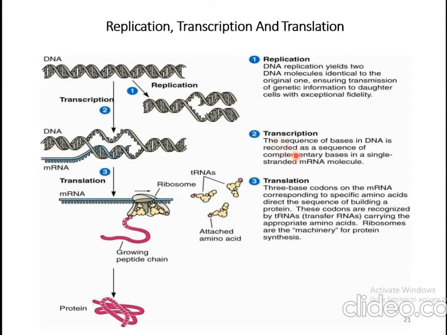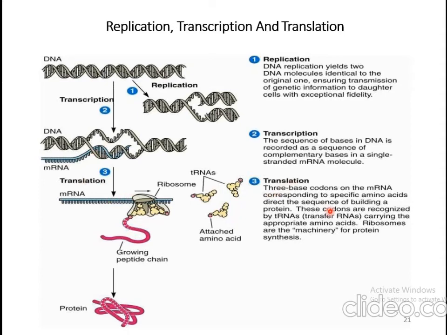Second is transcription. Here the sequence of bases in DNA is recorded as a sequence of complementary bases in a single strand messenger RNA. In simple words, the formation of messenger RNA from DNA is known as the transcription process. Dear students, RNA is single stranded, whereas DNA is double stranded. We will study this process in detail in the next lectures.